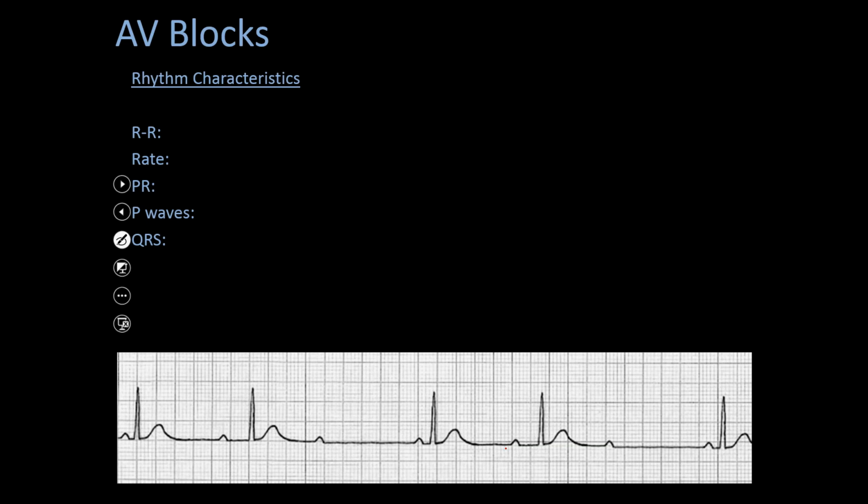Okay, here is an example strip. I'll give you a minute just to look at that. All right, let's evaluate this strip. Now, first thing on our list here is R to R. Is the R to R regular or irregular? Meaning, of course, is there equal spacing between QRS complexes? It does not look like it. It looks like it is irregular.